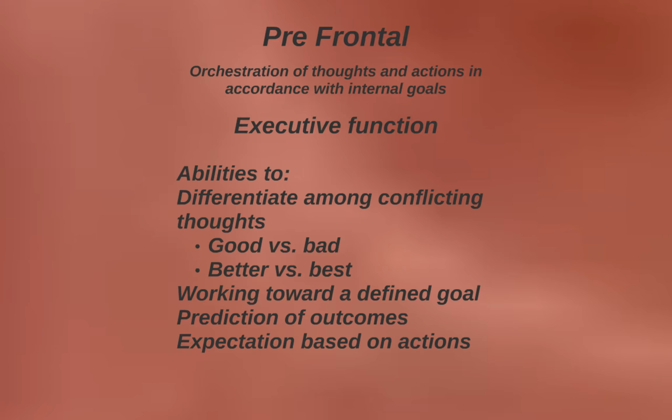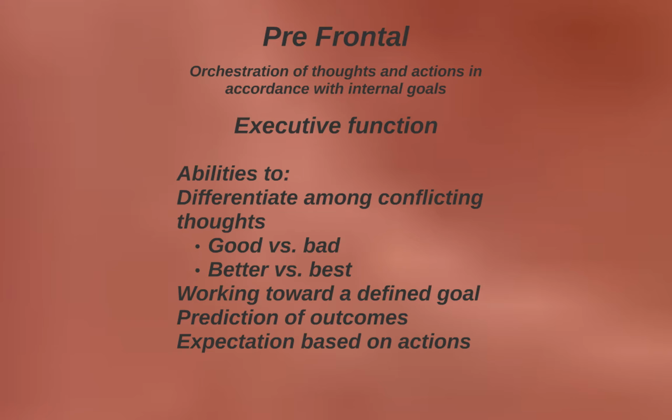Now, the next region here, as we've moved already on the slide, is the prefrontal region. The prefrontal region orchestrates our thoughts and actions in accordance with our internal goals. The best summary of this is executive function. So this is distinguishing between good versus bad or better versus best. Now, this is defined very well from a thought perspective, but it can also be associated very closely with movement, determining the better versus best type of movement for the task at hand, or the good versus bad movement.